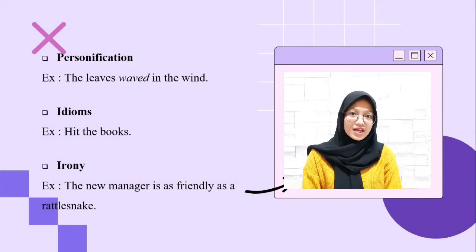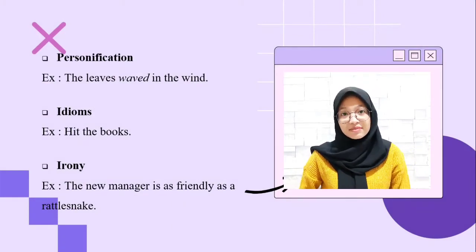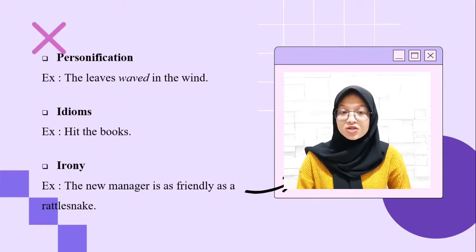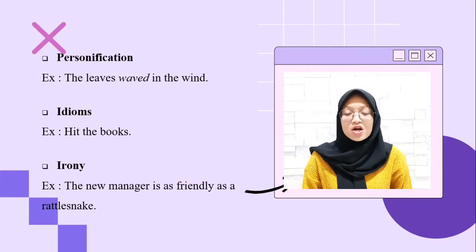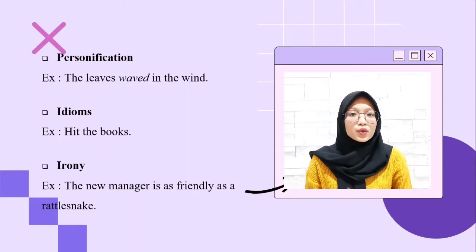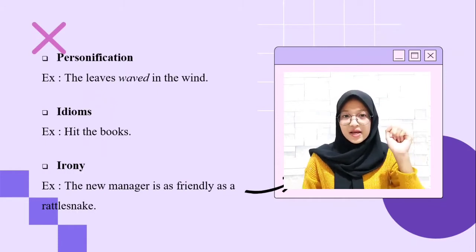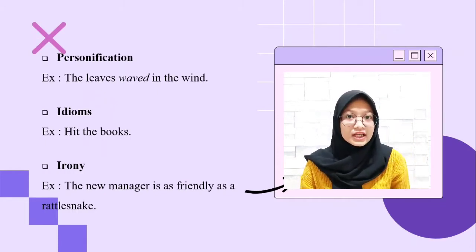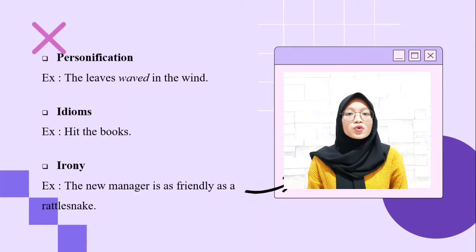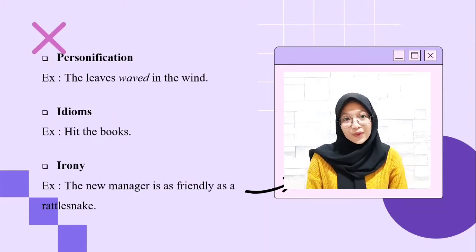Next is personification. Personification projects human qualities onto inanimate objects or perhaps animals or natural elements. For example, the leaves wave in the wind. The word wave here doesn't mean that the leaves have hands, because leaves obviously don't have hands. So, wave here represents that the leaves are moving because of the wind.